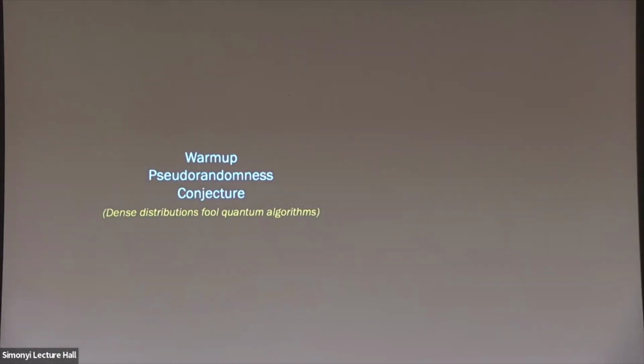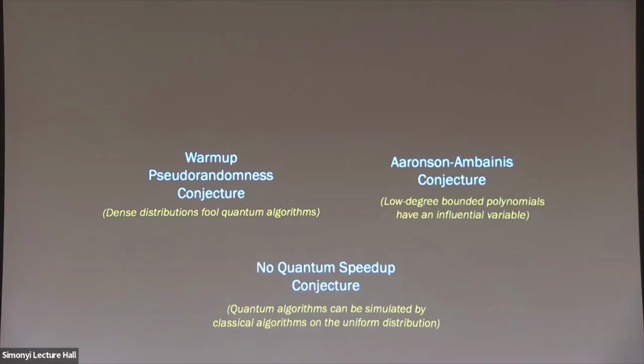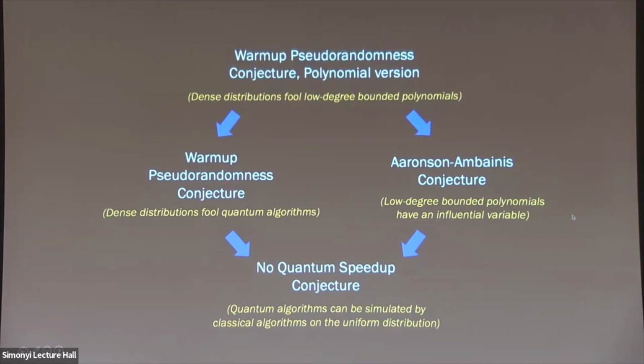There's a whole bunch of conjectures that I just threw at you. Here's how they're all related. There's this warm-up pseudorandomness conjecture, which is about dense distributions fooling quantum algorithms. There's the Aaronson-Ambainis conjecture, which is just some question about low-degree bounded polynomials. These both imply this no quantum speedup question. And you can wonder, how are these two related? I could have also formulated this pseudorandomness conjecture just to be about polynomials rather than quantum algorithms, saying that dense distributions fool low-degree polynomials. In that case, this would imply both of these, or actually all of these below.